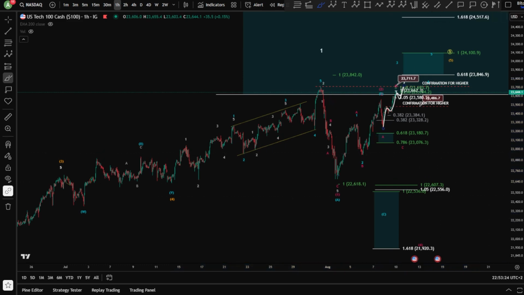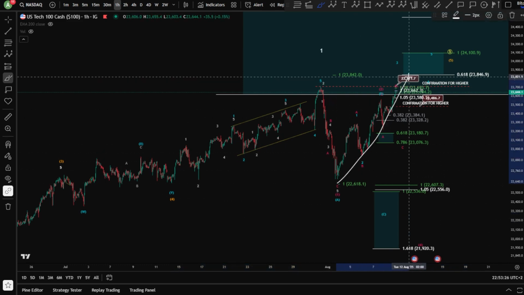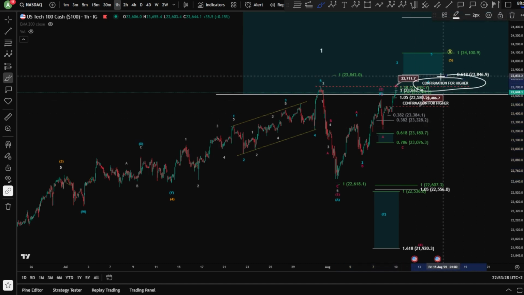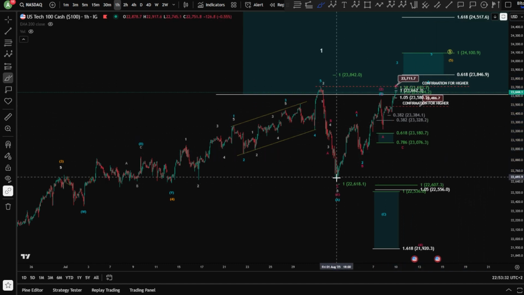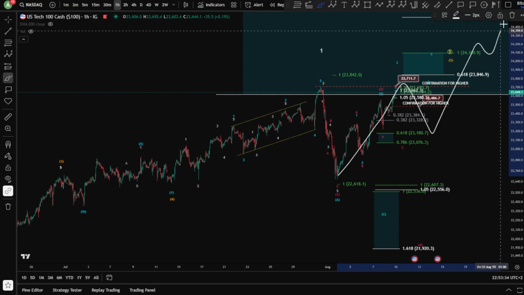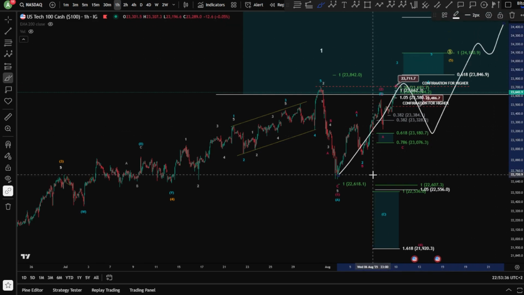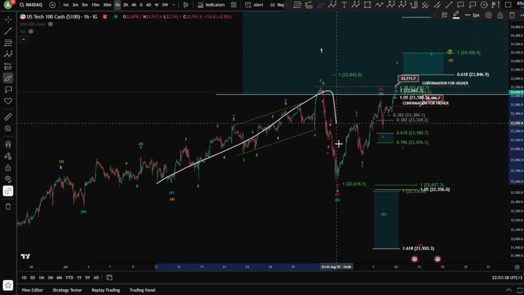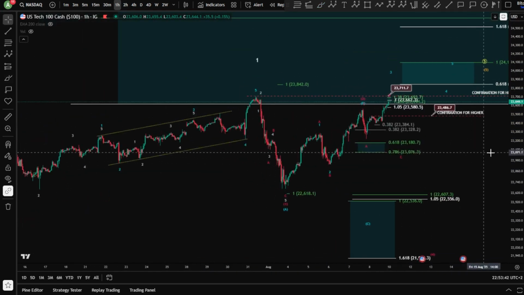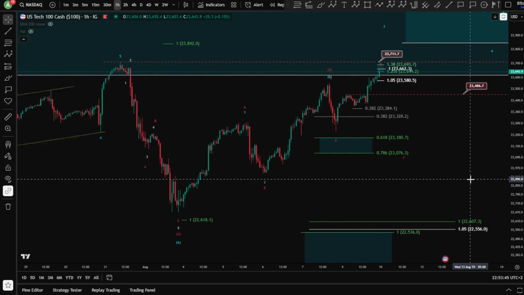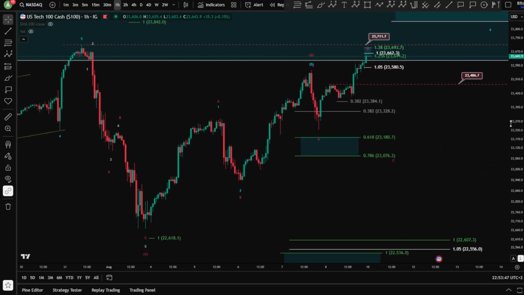The second possibility is a potential 1, 2, of course, only if you confirm for higher. 1, 2, because you're going to take the high, but you're going to drop down again. 1, 2, 3, 4, and a 5 towards the upside impulse, right? And that means a big 1, 2, 3, 4, and a 5 here. But this is very, very bullish, of course. So this is what I'm looking for right now. Otherwise, of course, we drop down directly.